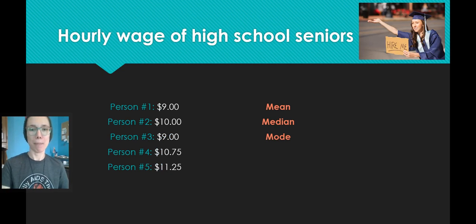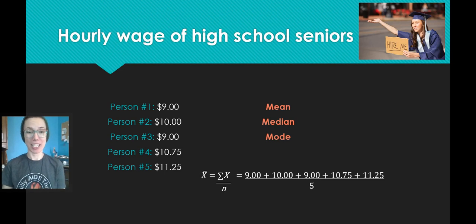All right, example number 2, hourly wage of high school seniors. So we have person number 1, person number 2, number 3, number 4, number 5 again. Here is what their hourly wage is. Hypothetically, I'm making these people up again. So we want to calculate the mean. Here is our equation. I should have covered up those numbers for you, but we're plugging it in anyways. So here is our mean, and we want to add all of our scores up. We want to divide them by the number of people in our sample.